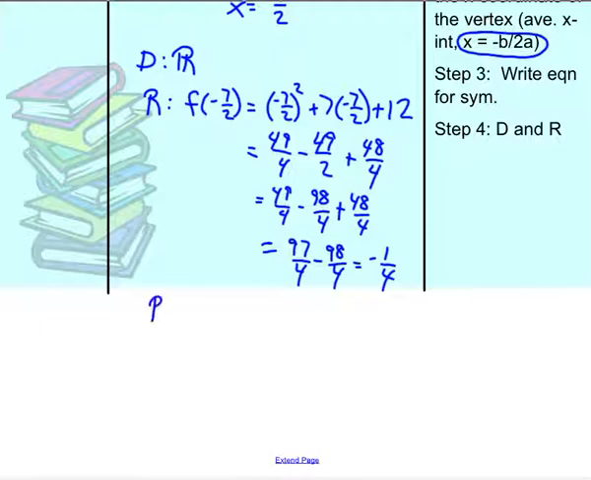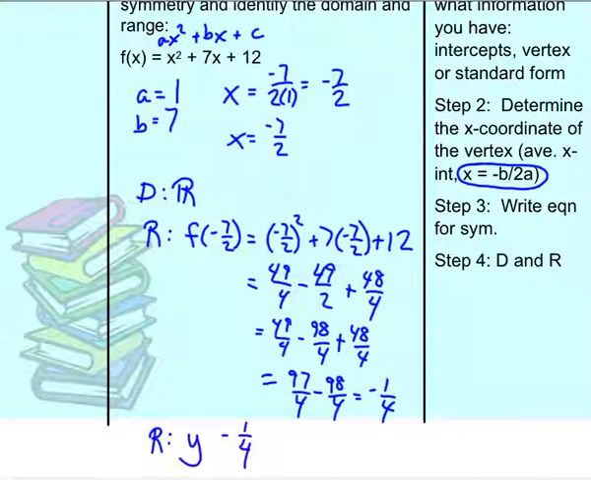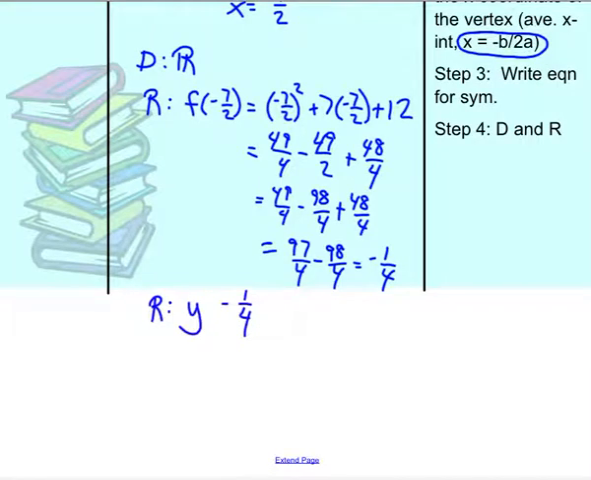In order to determine if it's y is greater than or equal to or less than or equal to, we need to know if our graph opens up or down. So when we look back at the original function, our x squared term is positive. It has a positive coefficient, so the graph opens up. So therefore, y will be greater than or equal to negative 1/4, that y-coordinate of our vertex.